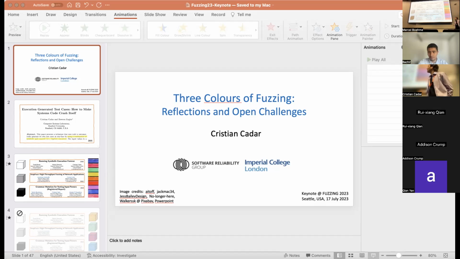Now, I think you agree with me that these colors of fuzzing are a bit boring, and fuzzing deserves much more. So that's why I have here a rainbow of colors in honor of fuzzing. Now, I think overall, fuzzing is definitely doing very well.